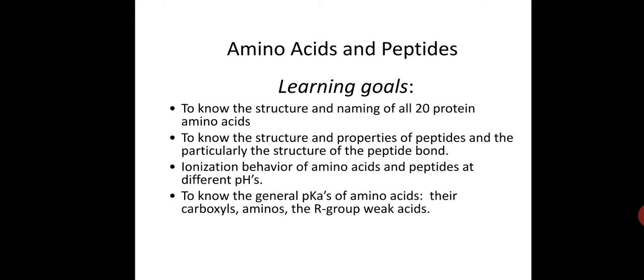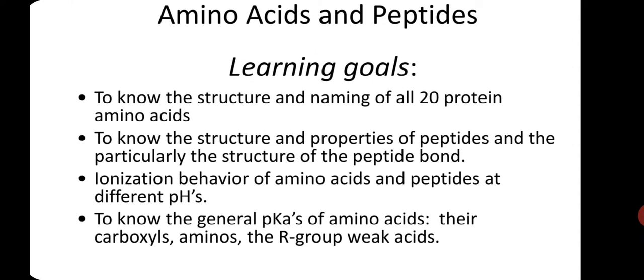I am going to describe these three words, amino acid, peptide and protein, in a very concise manner. In this particular portion of the unit, you will be able to understand the structure and naming of all 20 amino acids. You will be able to understand the properties and structure of peptides, the behavior of amino acids, that is their characteristic features, and the buffering abilities of amino acids.